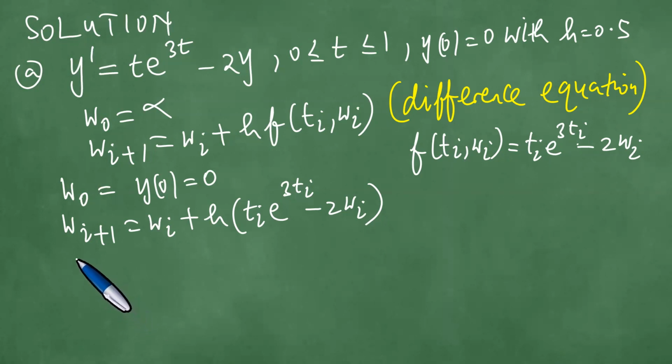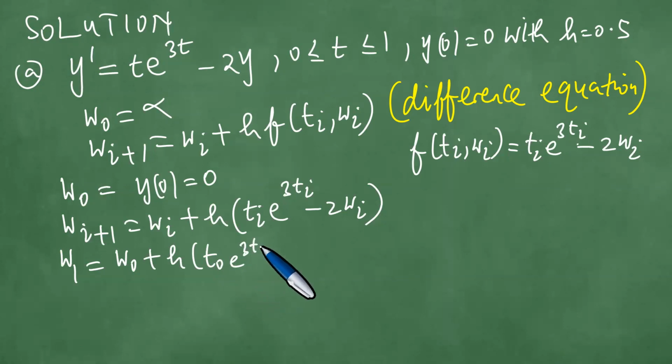Right, so we're actually going to be able to do some of these. Let's do W1, because we already have W0. W1 occurs when i is 0, because 0 plus 1 is exactly 1. So this one is W0 plus H, then you have T0 e to the 3T0 minus 2 W0.